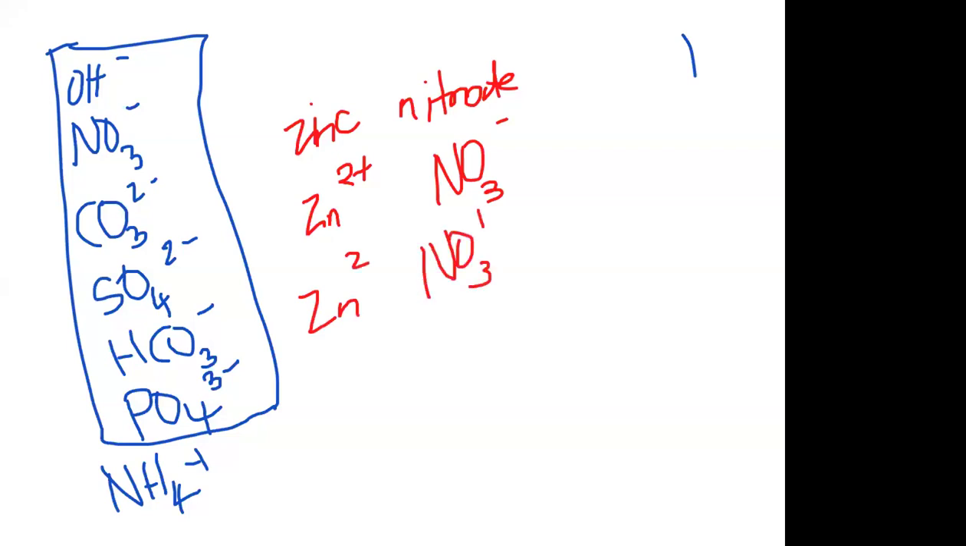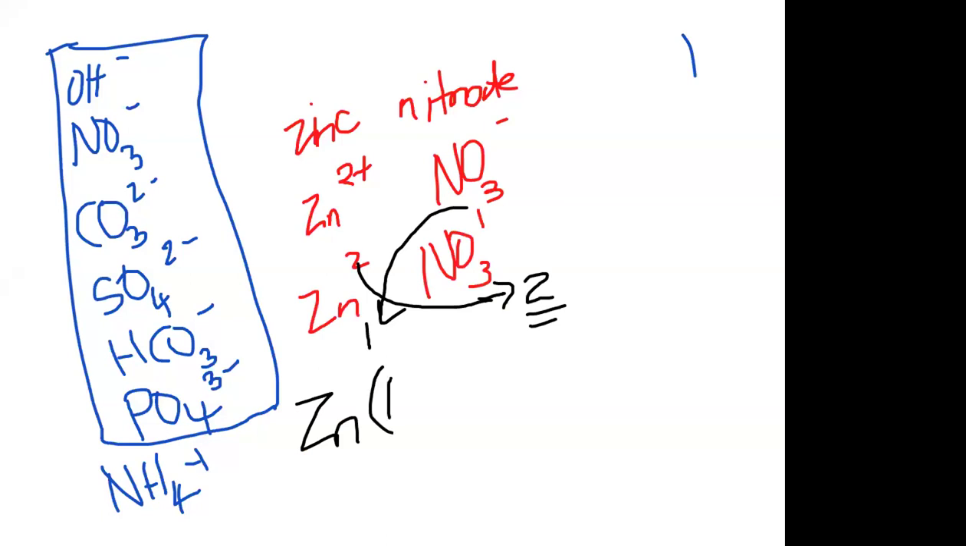And then we're going to go ahead and swap. So the 2 here from zinc will tell us that we need 2 nitrate. And the 1 from the nitrate at the top goes here, so it's 1 zinc. So the formula is Zn, and the 2 goes here, which suggests that it's 2 nitrate. Nitrate is polyatomic, so we will have to bracket that. So it's Zn, open bracket, NO3, close bracket 2.